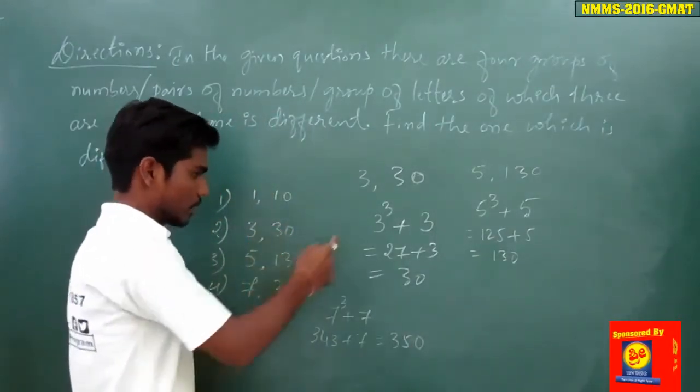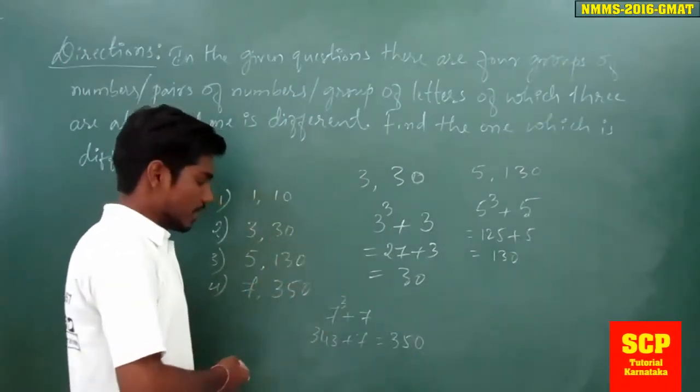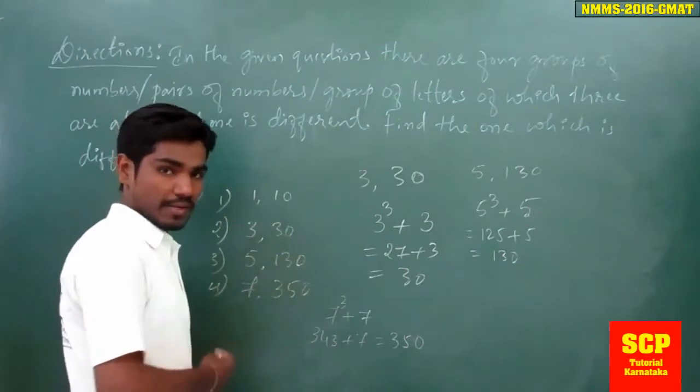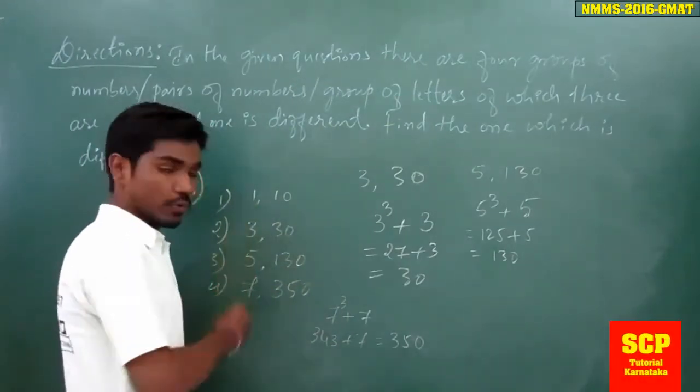So now look at these three numbers: 1, 2, 3. Cube of the number and the same number. Adding the same number gives us what? The relationship between the numbers. But if you consider the first one, it will not give you that answer.